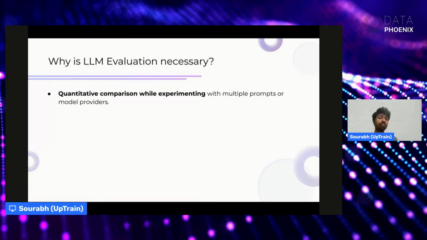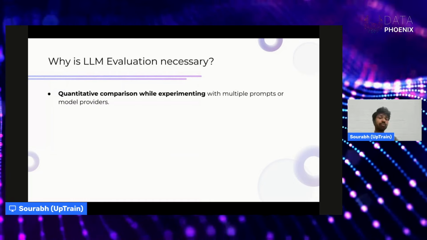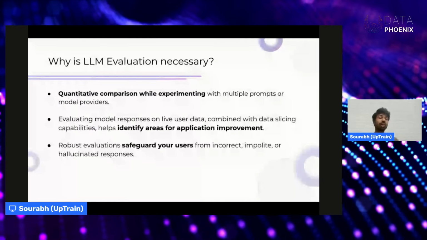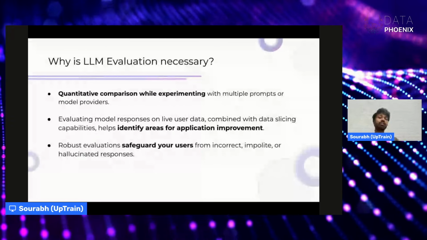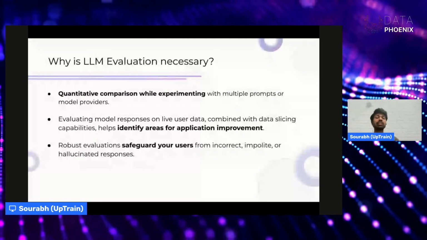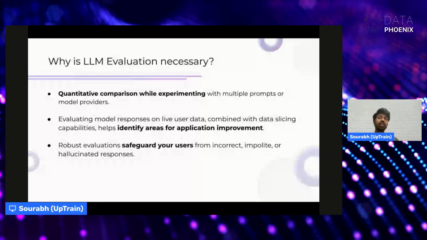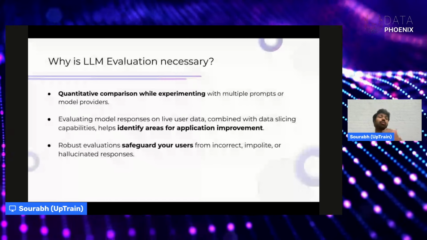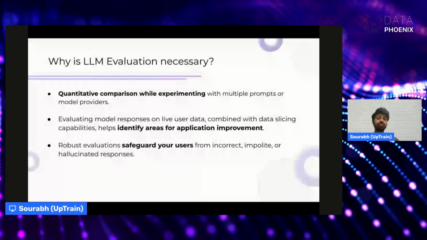You want to protect your users against incorrect or hallucinated responses, and robust evaluations of your model before showing it to the end users can help you to validate whether these responses are correct or not. It can safeguard your users against such incorrect values, and as a result, build more trust and more credibility for your offerings in your users' minds.